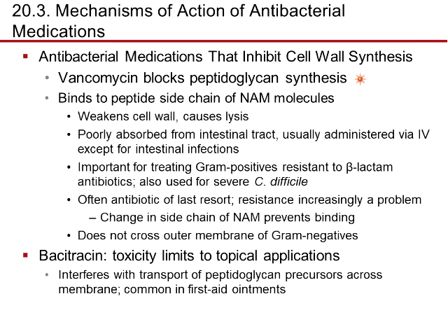Now, the vancomycin actually blocks the peptidoglycan synthesis altogether. It binds the peptide chain of the NAM molecules. It weakens the cell wall and causes lysis. It's poorly absorbed from the intestinal tract, and for that reason, it's usually administered via an IV, except for intestinal infections. It's important for treating gram-positive resistance to beta-lactam antibiotics, and it's also used for severe C. difficile. The antibiotic of last resort, resistance is increasing as a problem, and there's a change in the side chain of NAM which prevents the binding. It does not cross the outer membrane of the gram-negatives.